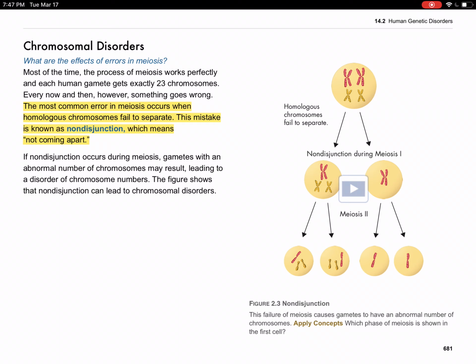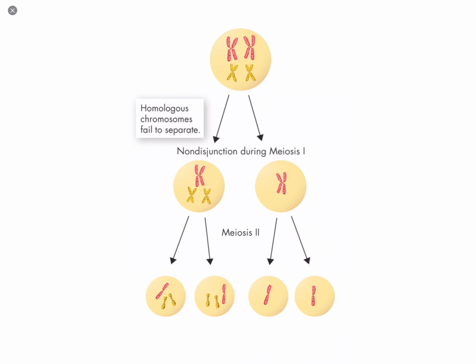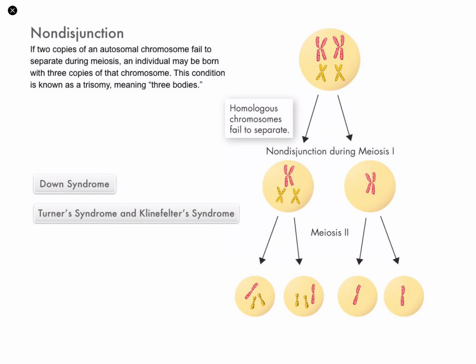Chromosomal disorders. Number 1, non-disjunction. Non-disjunction is an error in meiosis in which the homologous chromosomes fail to separate properly. It literally means not coming apart. If we take a look at the video here, starting at the top, we have 2 red chromosomes and 2 yellow chromosomes inside the cell.